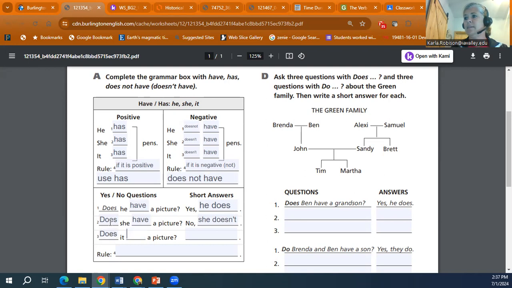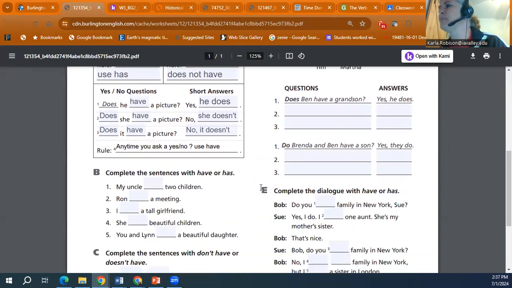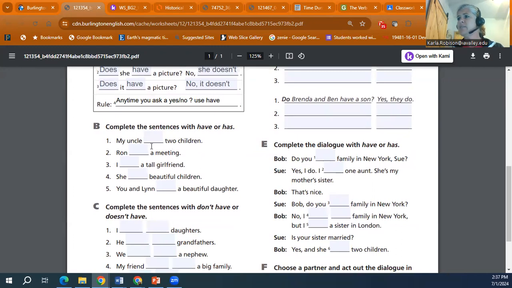Does it have a picture? No, it doesn't. All right. So anytime you ask a yes, no question, use have. Does that make sense? Okay, so let's practice some more.